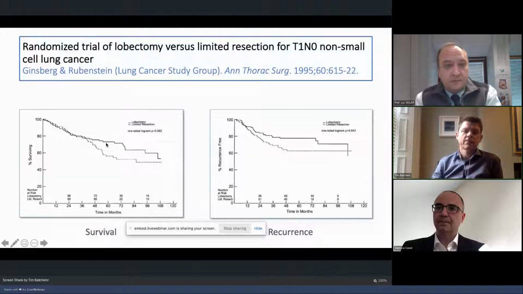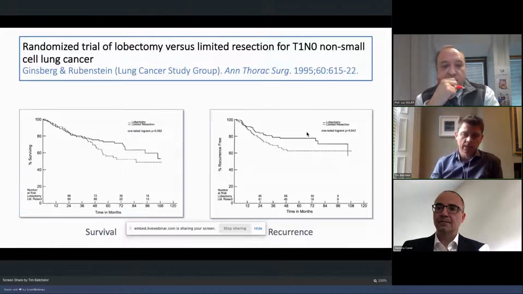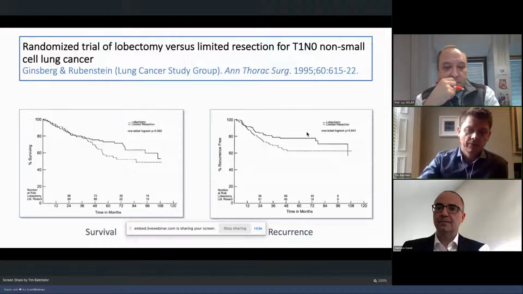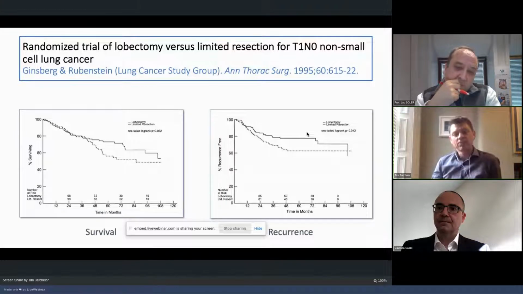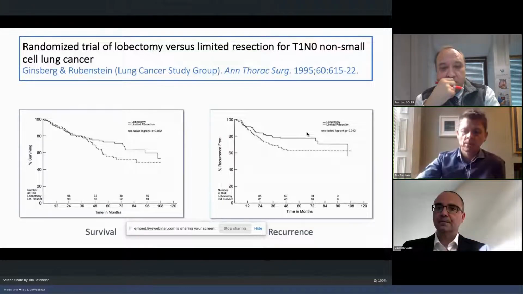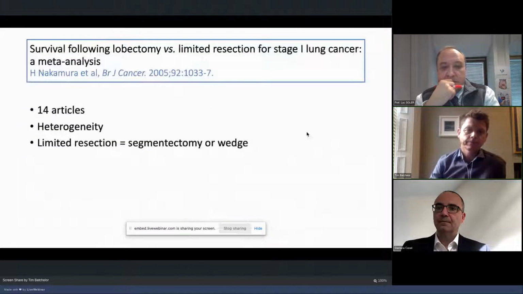There wasn't a significant difference in survival between the lobectomy and the limited group, but there was a significant difference in terms of local recurrence. So in other words, you were more likely to have a local recurrence if you had an operation other than a lobectomy. And this wasn't quite the death knell for segmentectomy, but it certainly made the operation a lot less popular. But then came the 21st century, and people began to get more and more interested in it.